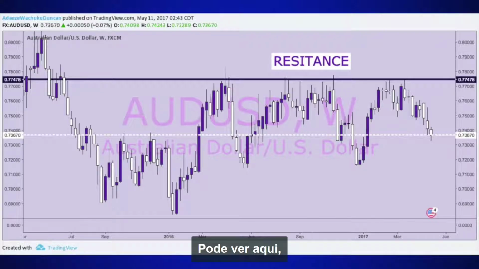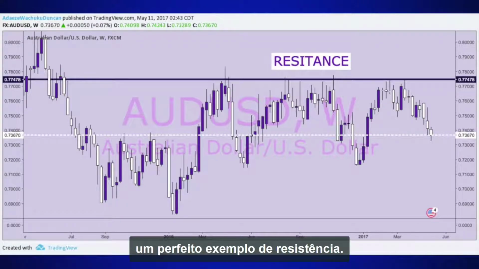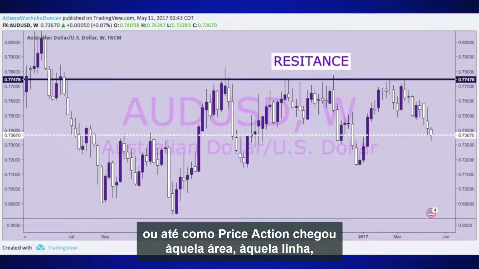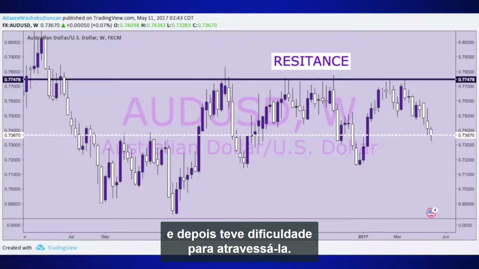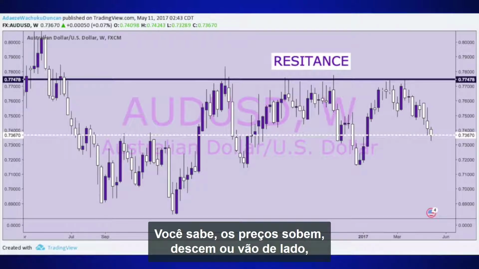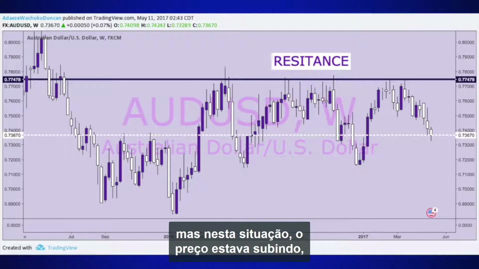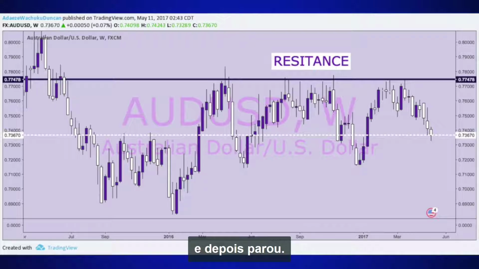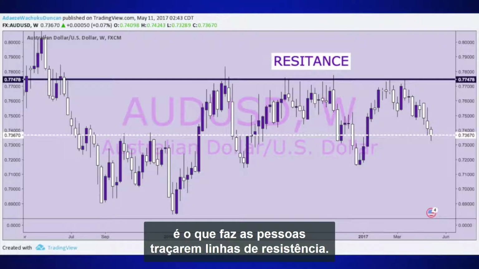So you see in this picture, here's another really good example, a lifelike picture of resistance. You see how all of those wicks or how even price action came up to that area, that line, and had a hard time going through it. So when I say struggle, I mean that, price was on its way up there. Price makes moves up or down or sideways. But in this situation, price was making its move upwards and then it stalls. So that stalling point is what causes people to draw resistance lines.